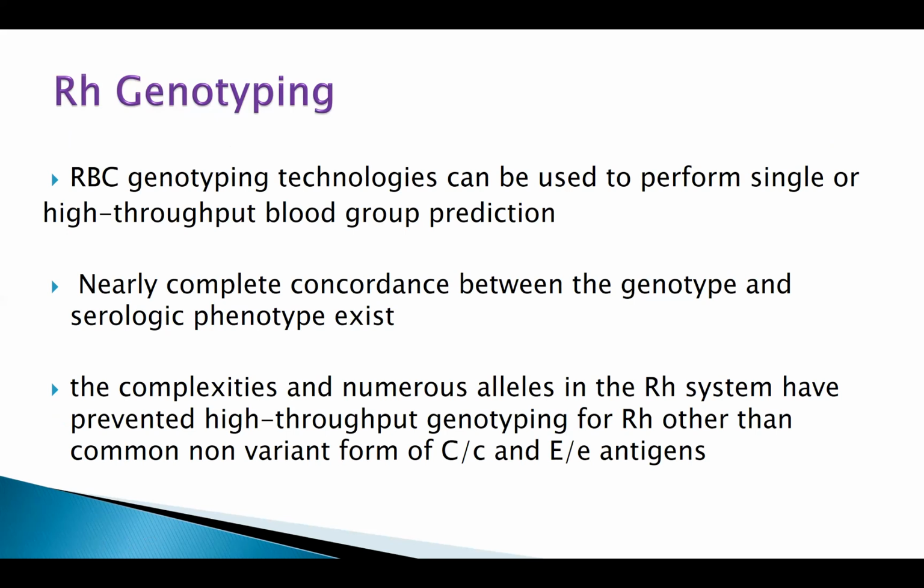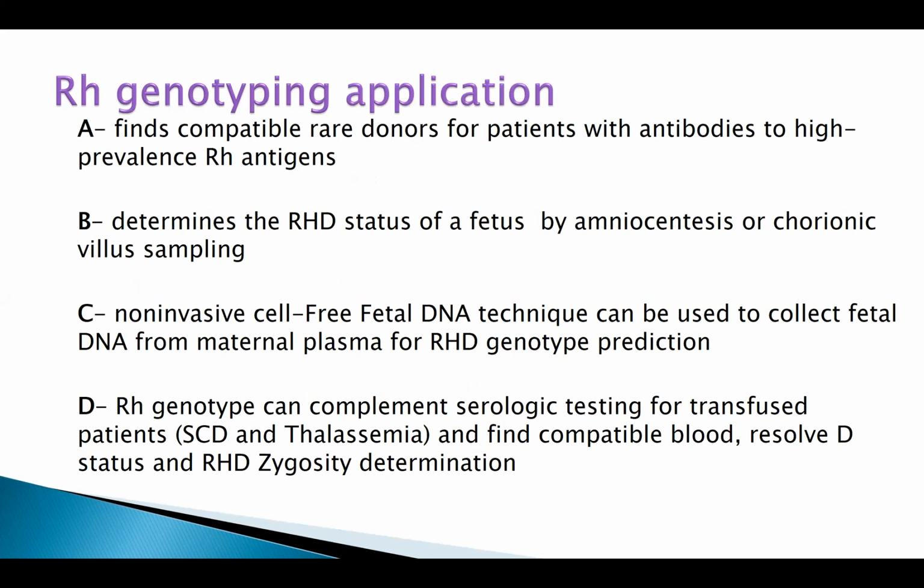Complete concordance between the genotypes and serologic phenotype. Genotype is complementary to serological results, and the application would be to find compatible rare donors with antibodies to high prevalence Rh antigen, and to determine the Rh status of the fetus by amniocentesis. Non-invasive cell-free DNA technique can be used to collect fetal plasma for Rh genotyping, and Rh genotype can complement serologic testing for transfusion of transfused patients like thalassemia and sickle cell.